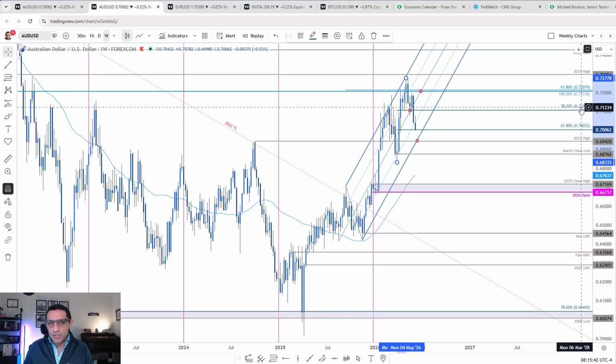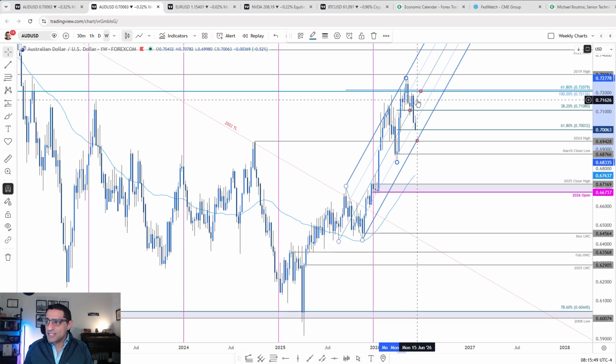.71 was a basic 38.2 retracement of the advance from that late March low. The median line for the current formation we've been tracking since November was right there. It offered support all throughout last month. Here's the break last week, really extending into the 61.8 retracement this week of that same rally.